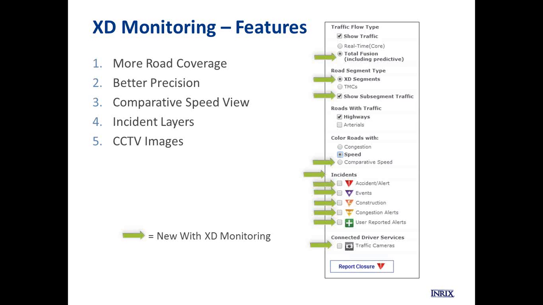And so we've highlighted here those on the main menu bar. This is the menu from the XD traffic monitoring site. And you can see that it adds subsegment information. It also adds total fusion, which means some predicted information, comparative speed view, which I will show. The entire suite of incidents are available for viewing, as well as traffic cameras on a map-based view.